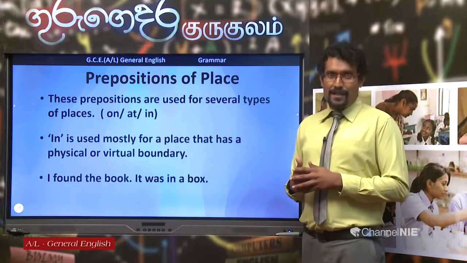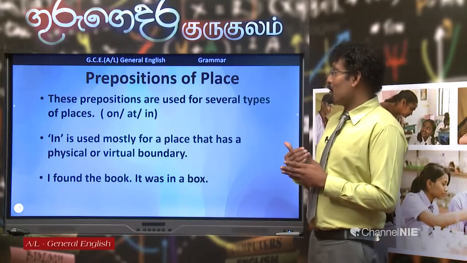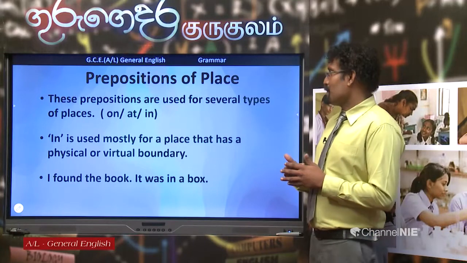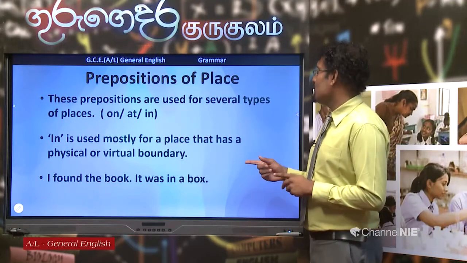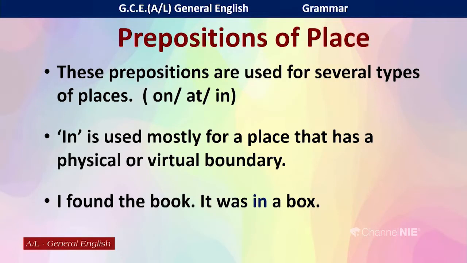Now, let us look at what prepositions of place are. These prepositions are used for several types of places. Commonly used prepositions of place are on, at, and in.